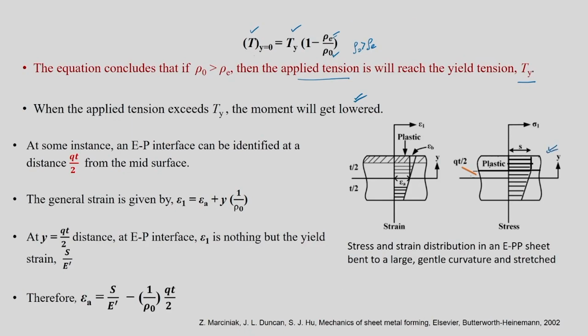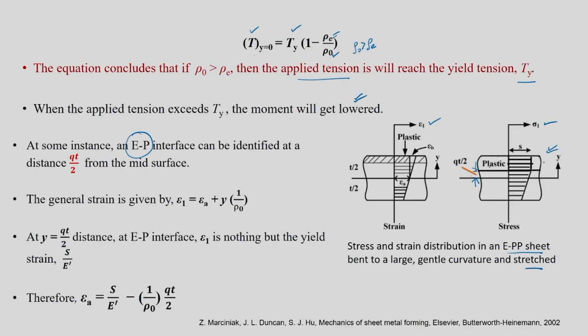What is that? That is this one. This diagram is shown in this particular figure. At some instance, an elastic plastic interface, the EP interface, can be identified at a distance qt by 2 from the mid surface. I am referring to this particular distance, qt by 2. So this is a stress distribution and this is a strain distribution in an EPP sheet bent to a gentle curvature and then stretched. So rho naught is large and then you are stretching it.